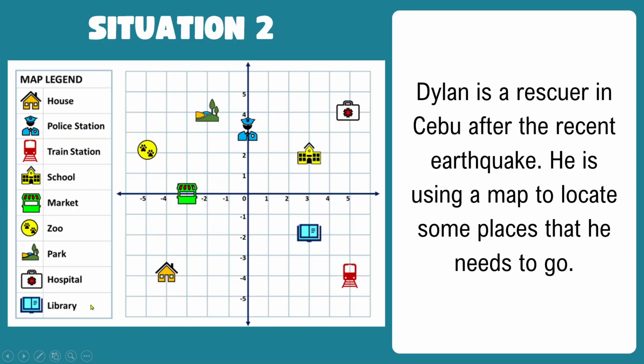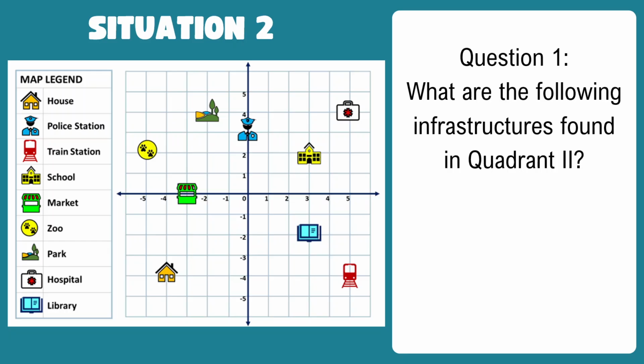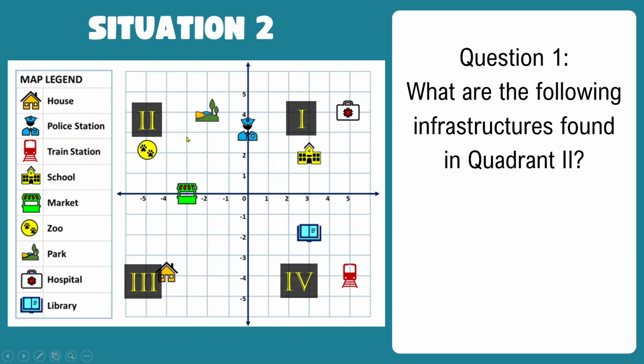So here are the questions. What are the following infrastructures found in quadrant 2? So quadrant 2 is right there. It lies on the negative values horizontally and on the positive values vertically. So which infrastructures? Of course, the zoo and the park. Now, how about the market? Is it not found in quadrant 2?